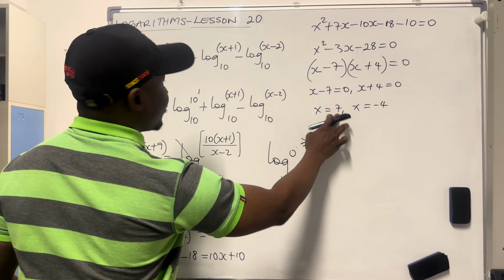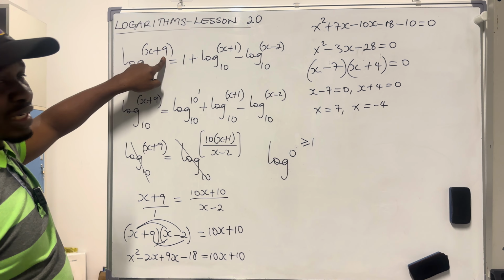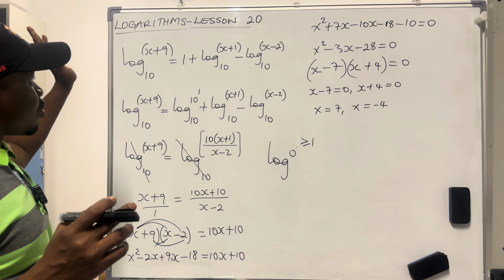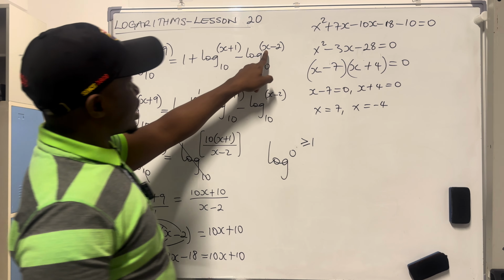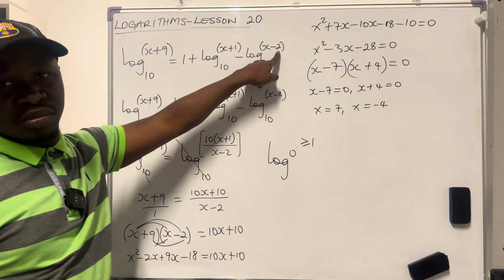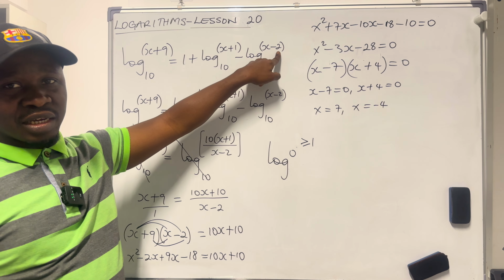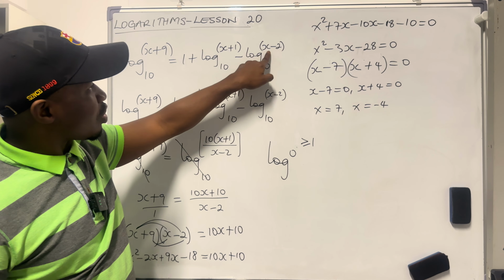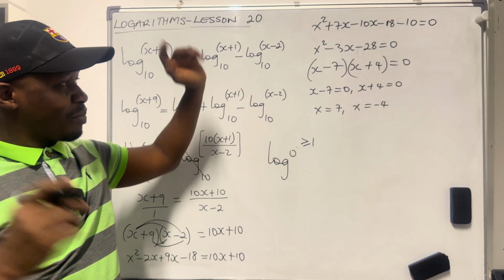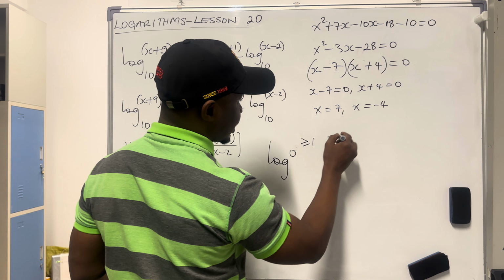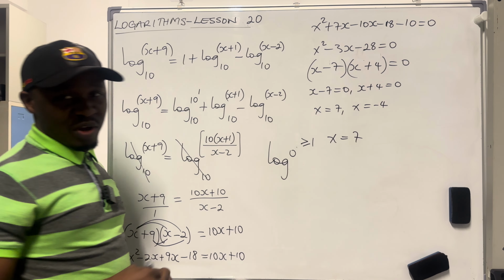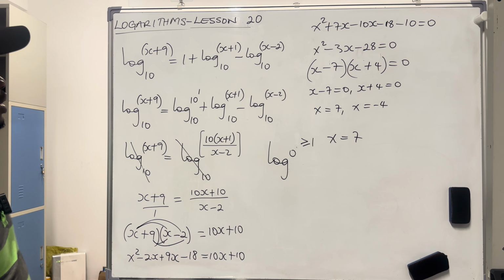Now let's try 7. 7 plus 9 is 16, no problem. 7 plus 1 is 8, no problem. 7 minus 2 is 5, no problem. Do you understand the point here? 7 minus 2 is 5, no problem. Now let's try minus 4. So 7 is okay. Let's see if minus 4 also satisfies that.